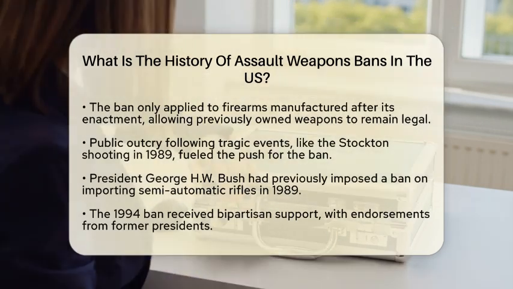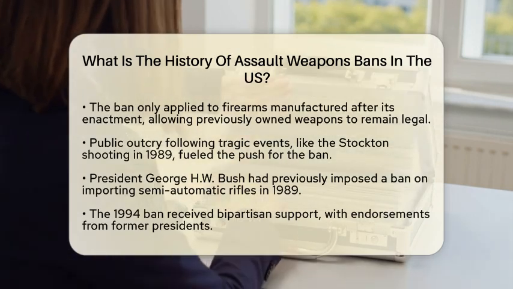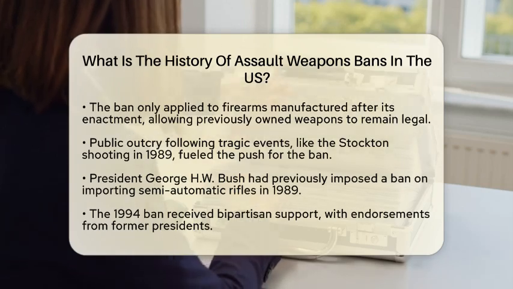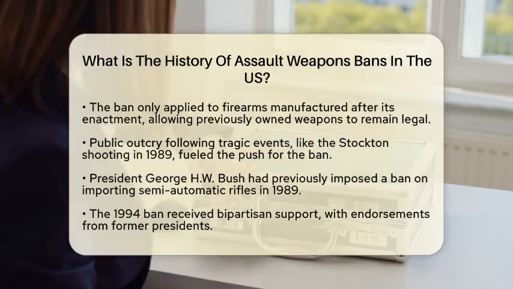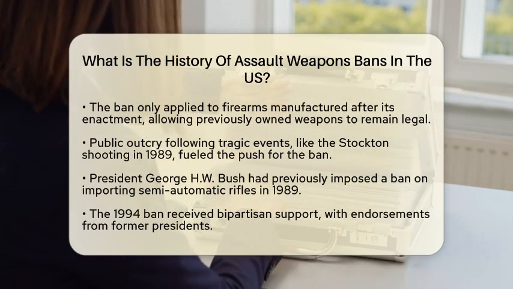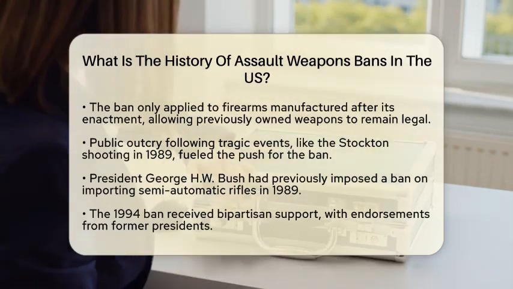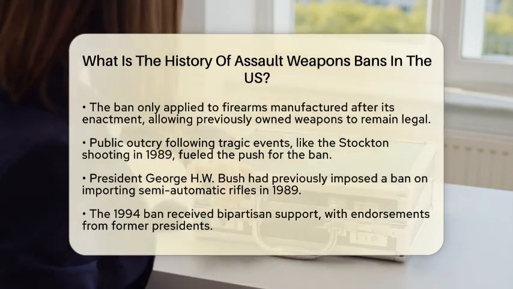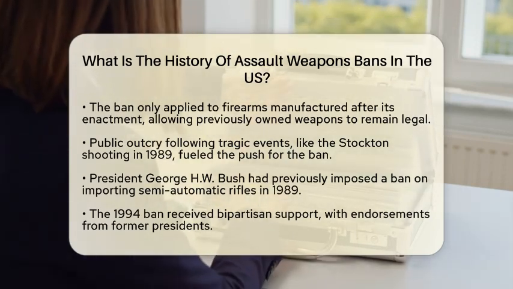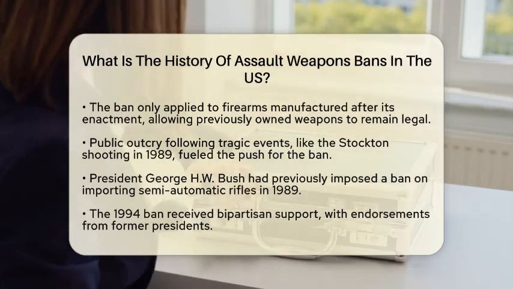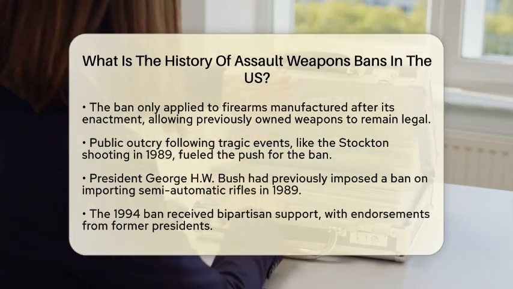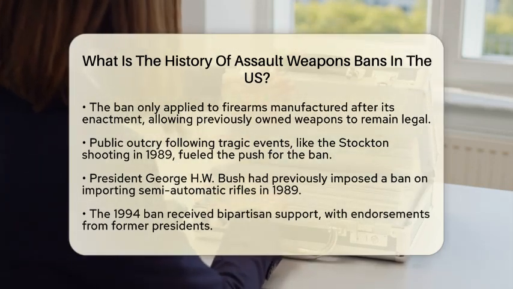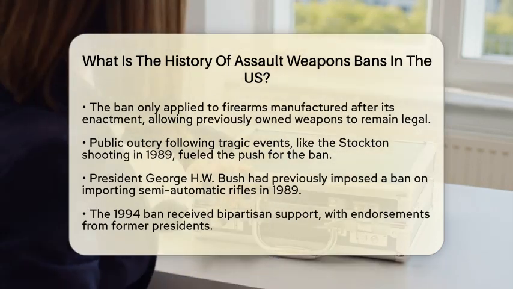The push for this ban was fueled by public outcry following tragic events, such as a 1989 incident in Stockton, California, where a semi-automatic rifle was used to kill 5 children. This incident, among others, led to earlier actions, including a ban on importing semi-automatic rifles by President George H.W. Bush in 1989. The 1990 ban sought to find a balance between public safety and the rights of recreational gun users. It received bipartisan support, with endorsements from former Presidents Gerald Ford, Jimmy Carter, and Ronald Reagan.